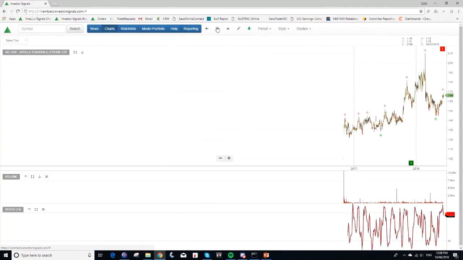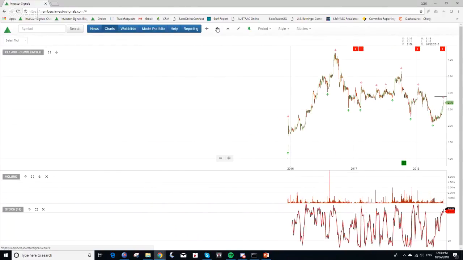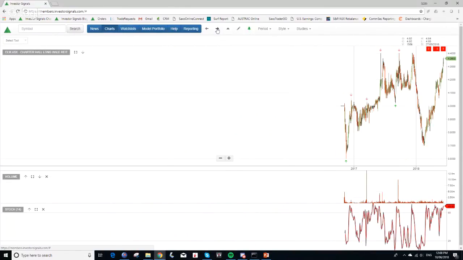So lower low, lower high there. Likewise, I've just put the resistance line in on these just to flag that a lot of these are sell signals as well that we're seeing in the market.